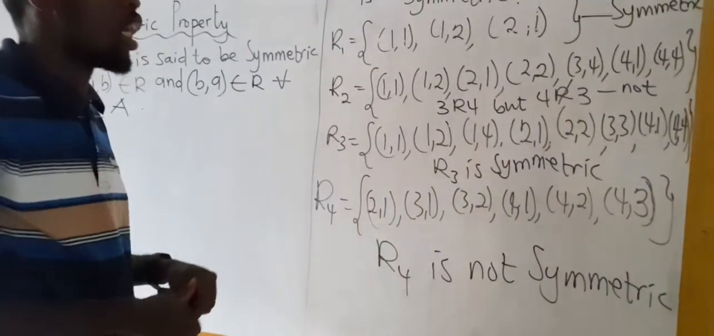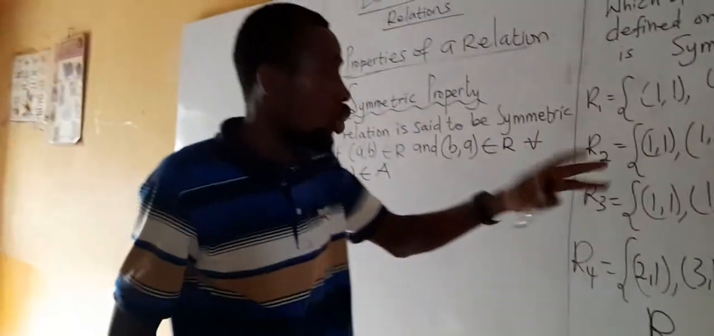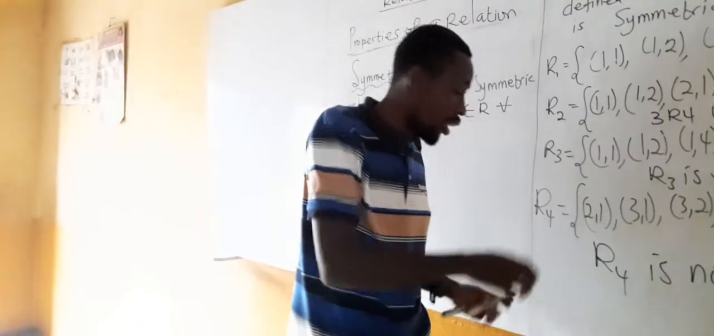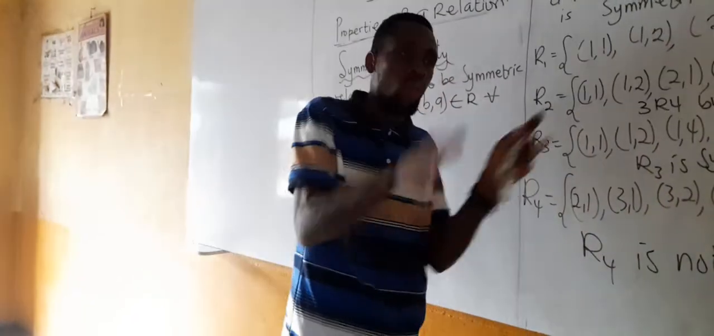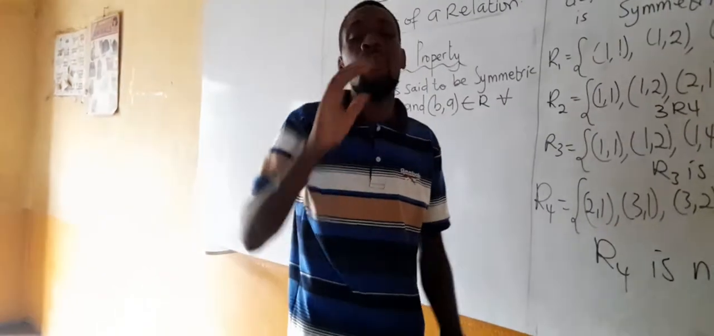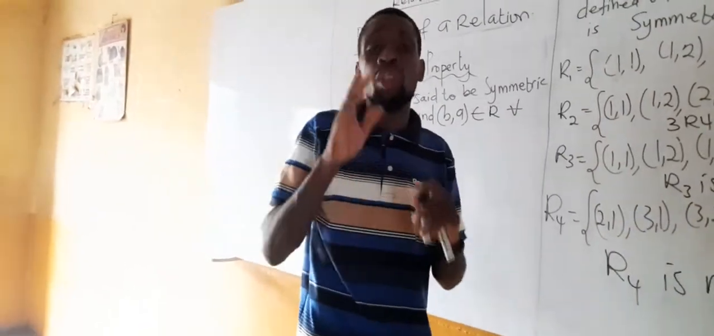I hope you get that. So you'll be able to determine whether a relation is symmetric or not. If one element relates to another, find out whether the opposite happens. If it does, then the relation is symmetric. If it doesn't, then it is not symmetric.